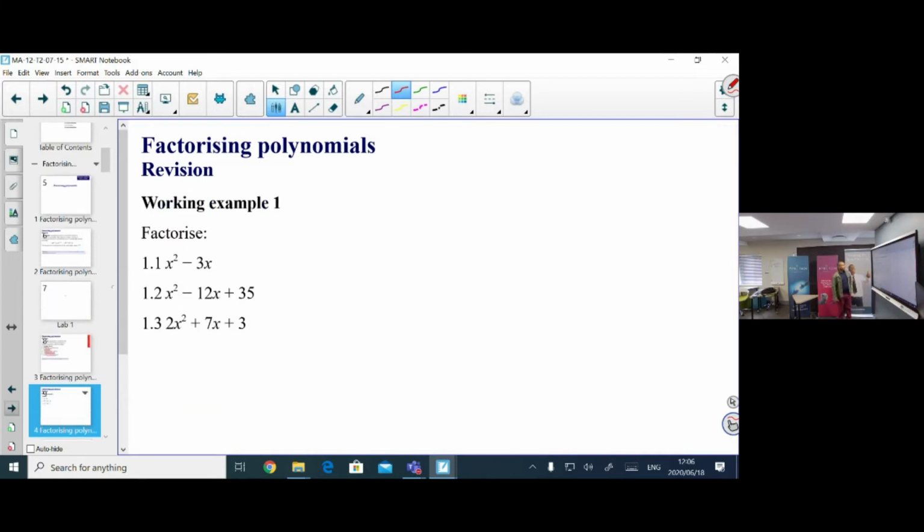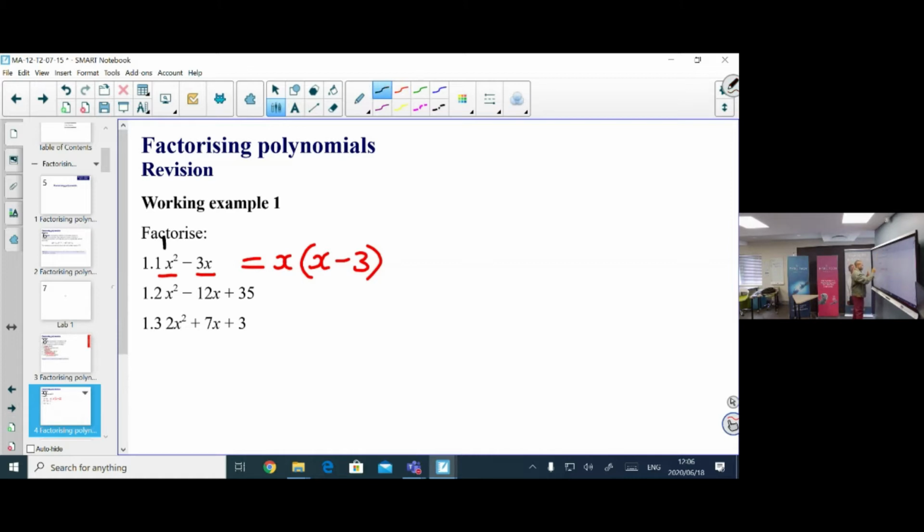Now, here is a polynomial on which we can just do one of these. If we are factorizing that, we look for the common factor here and there, which happens to be x, then we are left with x minus 3. That is your factorization in complete form.